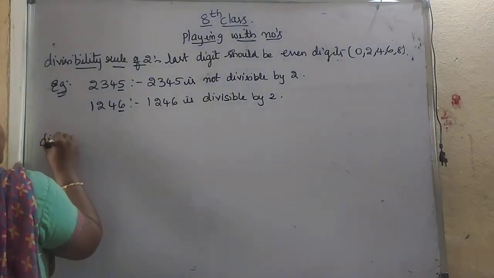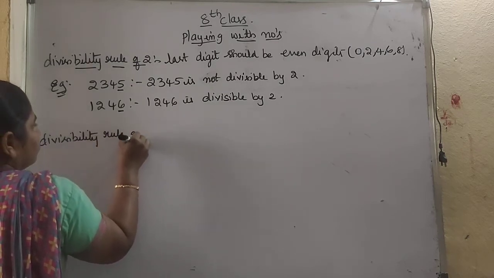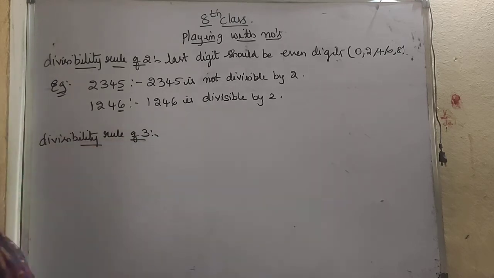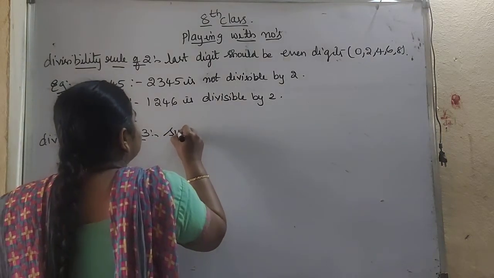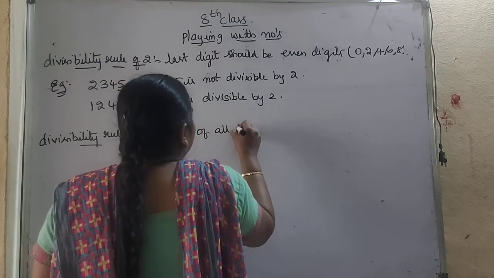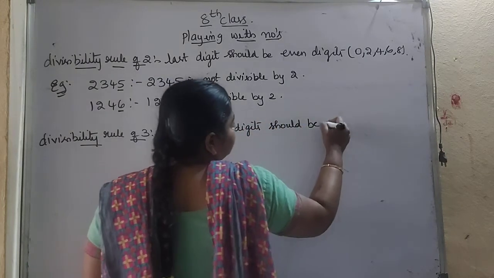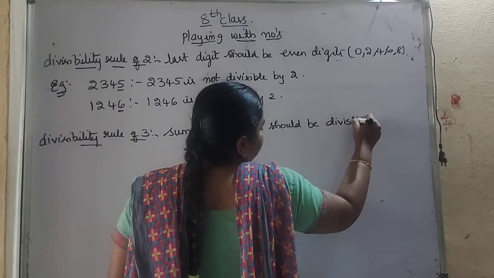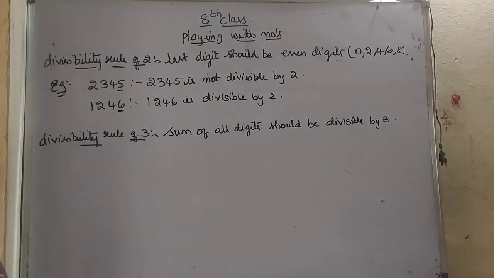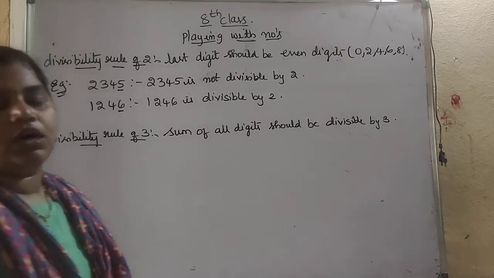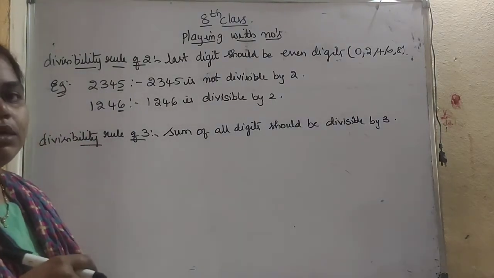Next is the divisibility rule of 3. So what is the divisibility rule of 3? The sum of all digits should be divisible by 3. Sum is nothing but addition. So if you add all the digits in a number, that should be a multiple of 3. Then only we can say that the given number is divisible by 3.